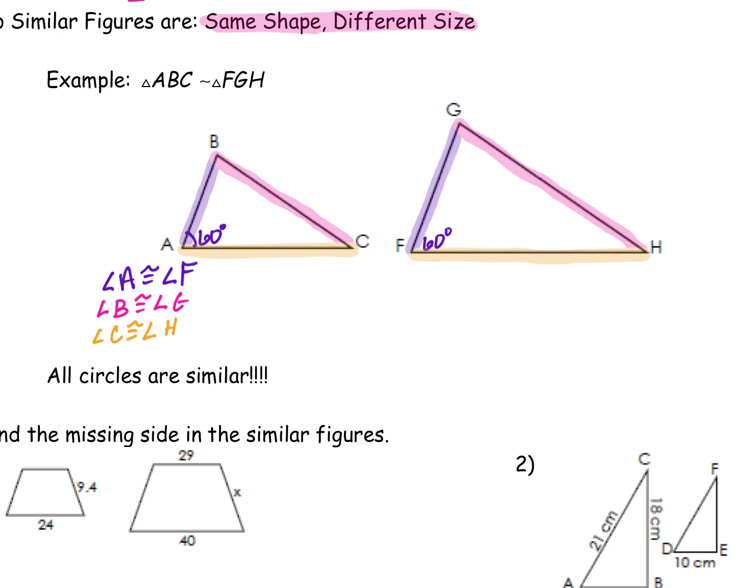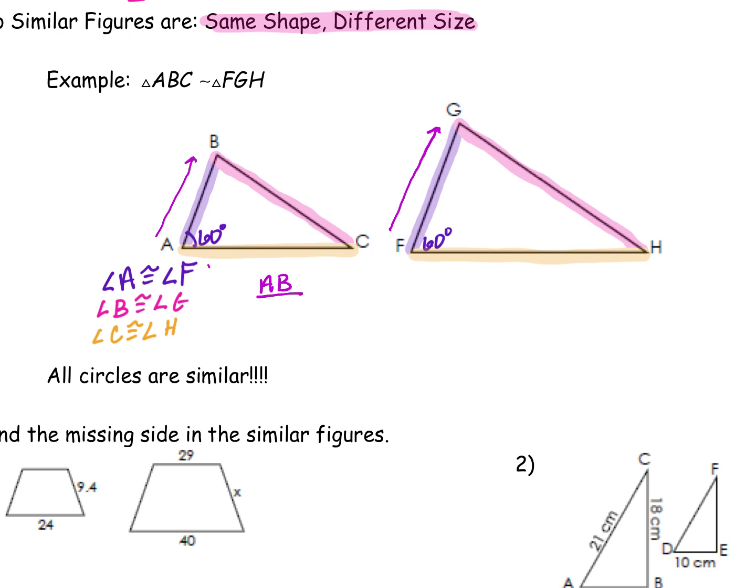So now I can make some proportions, and I can make a proportional statement that says AB over, and I want to make sure when I said this, because I said AB, I started with A and I went to B. I started here and I went to here. So I'm going to start at F and I'm going to go to G.